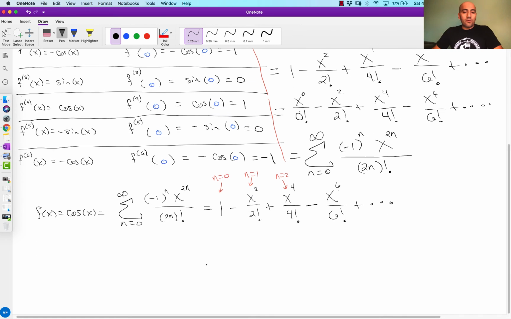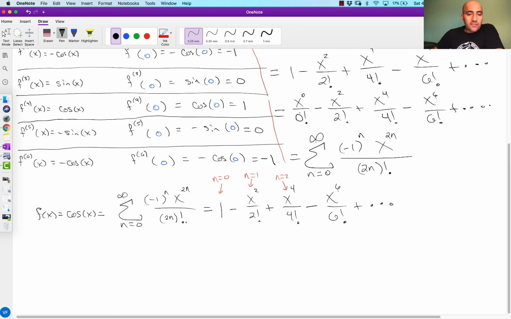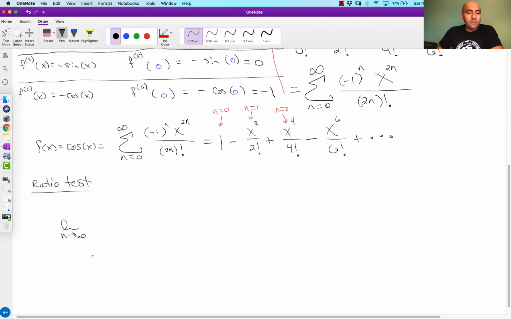To do that, we have to do our good old-fashioned ratio test on this one. When does this converge? To figure that out, let's do the ratio test. The ratio test will be the limit as n goes to infinity of a giant absolute value. And then in the denominator, we're going to copy this: negative 1 to the nth power x to the 2n divided by 2n factorial. So that's our denominator. That's our a sub n.